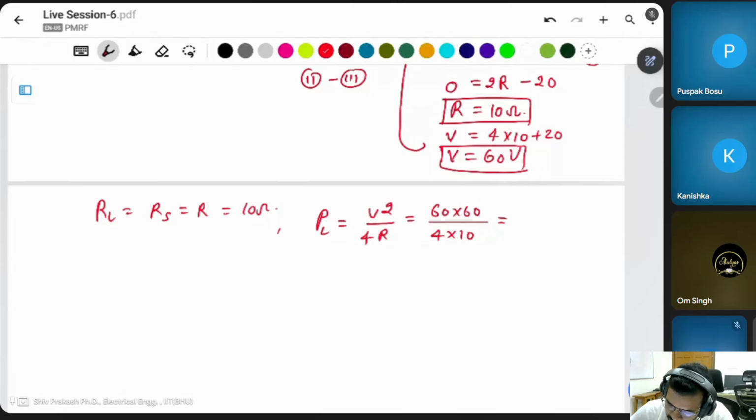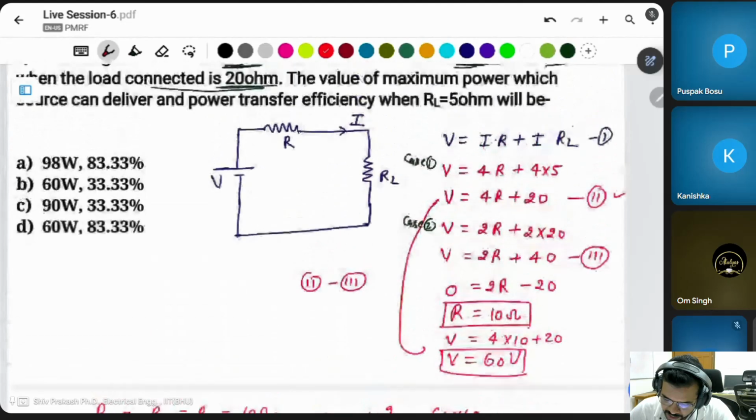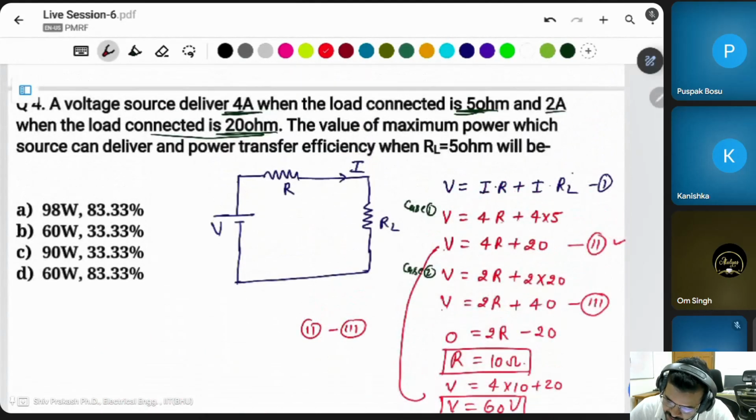In this case, if you solve this, 6 tens is 60, 60 into 6 is 360, divided by 4 equals 90 watt. Maximum power is 90 watt. Now asking about the efficiency. Suppose the same thing, if RL is 5 ohm, then what is the efficiency in this power transfer?